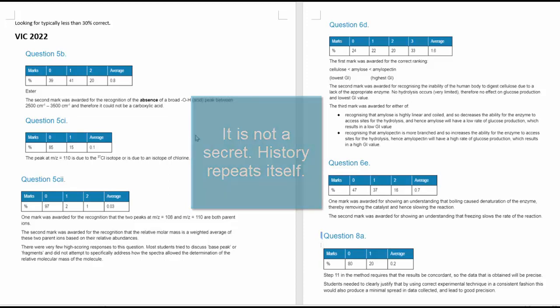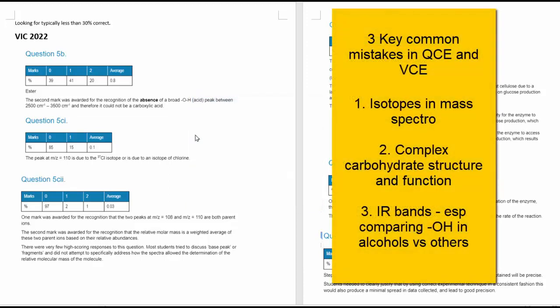So the three main areas were basically the presence of isotopes here. So the presence of isotopes for these, not for this one here, these sort of questions where there's just a little peak that's higher or lower than it should be. The second one is also these bands, whether the OH band comes from an alcohol or a carboxylic acid or some other molecule.